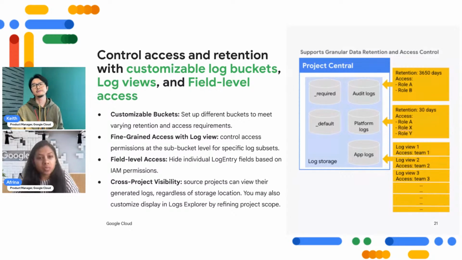Imagine you want to have different access permissions within just one single log bucket. You can create multiple log views within that one bucket, and then you can manage access right down to the view level. And if you need to get even more granular than that, we also provide view level access control, allowing you to restrict access to certain log views based on IAM permissions.